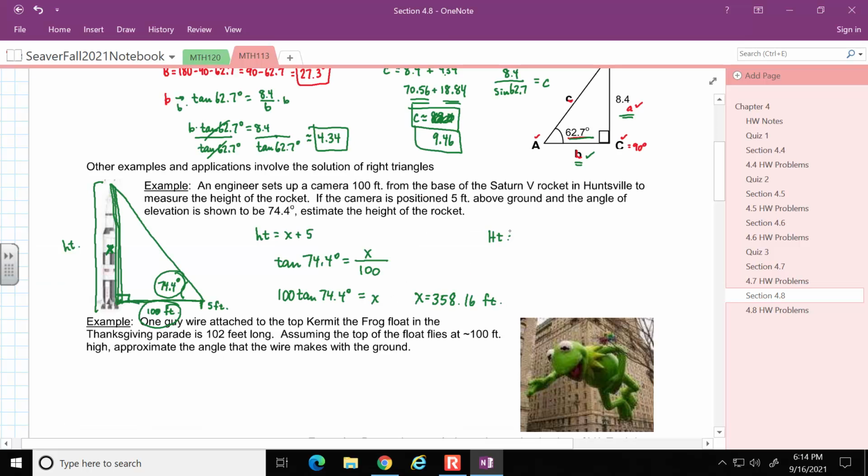is going to be that plus 5, right? So it would be 358.16 plus 5 feet. So in this case, 363.16 feet. Okay? Is there any question on that, or how we got to that? All right. Everybody's good so far.